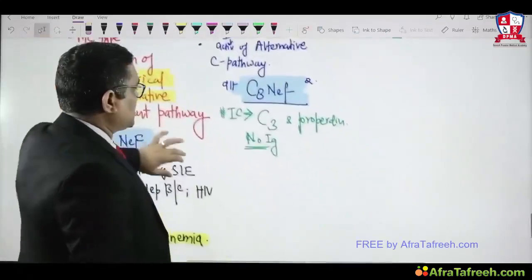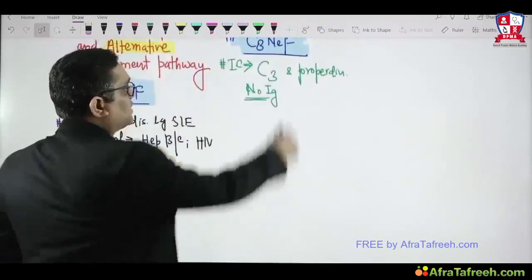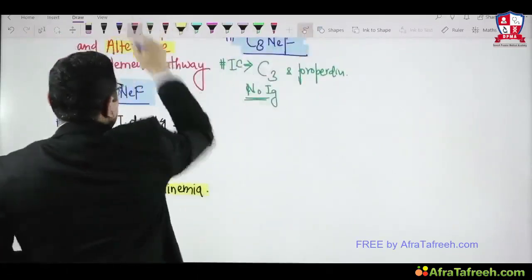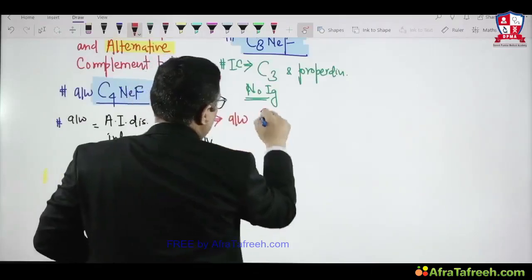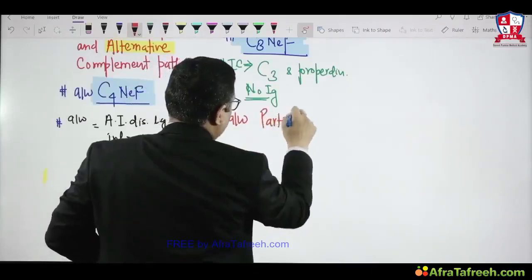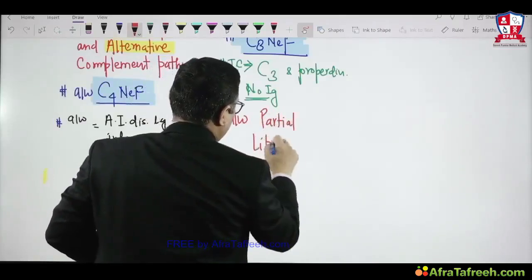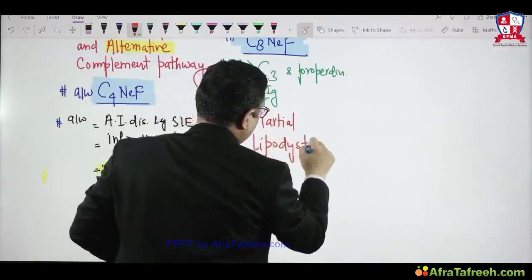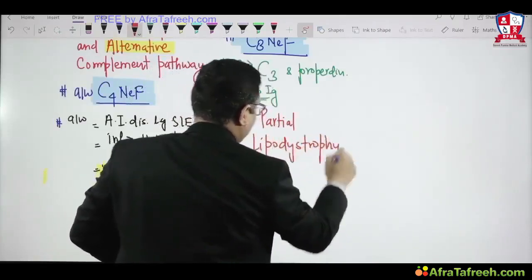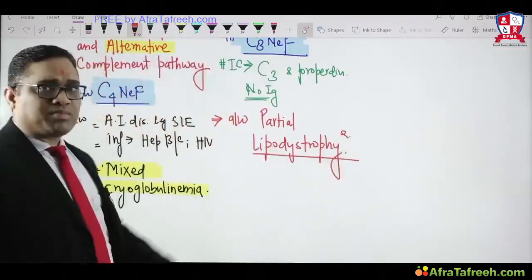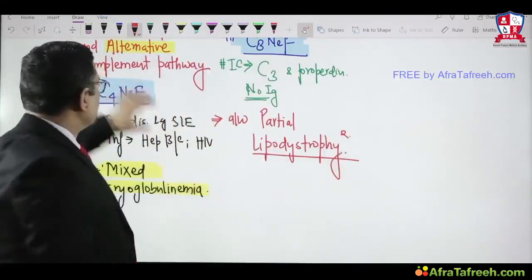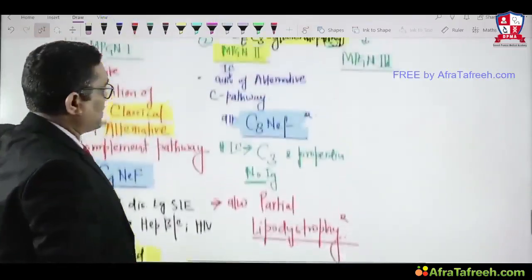So type 2 is associated with C3 nephritic factor, and they are also strongly associated with partial lipodystrophy. Older All India question, associated with partial lipodystrophy. This was the older question which we have to keep in mind. So MPGN type 2 is associated with partial lipodystrophy, right?